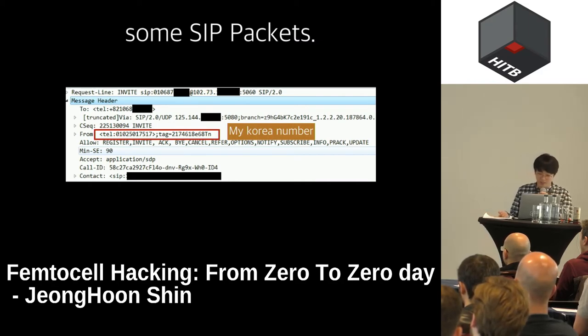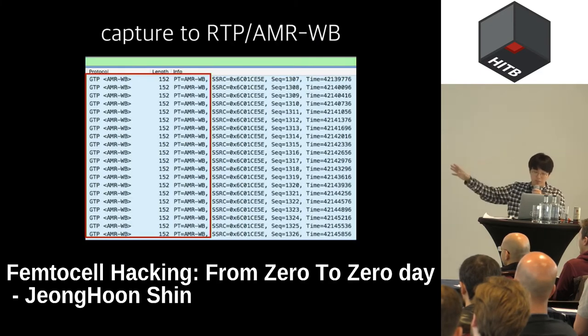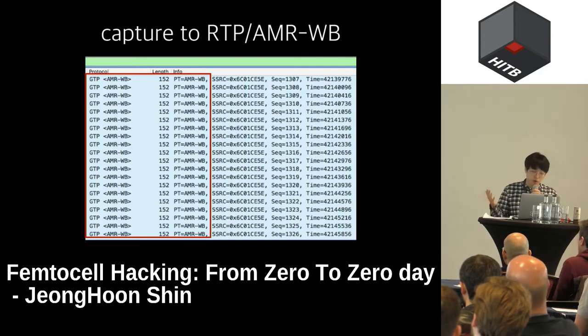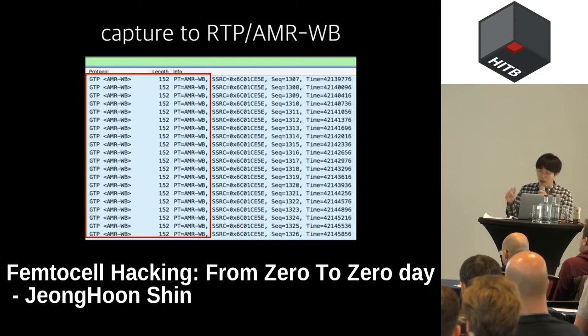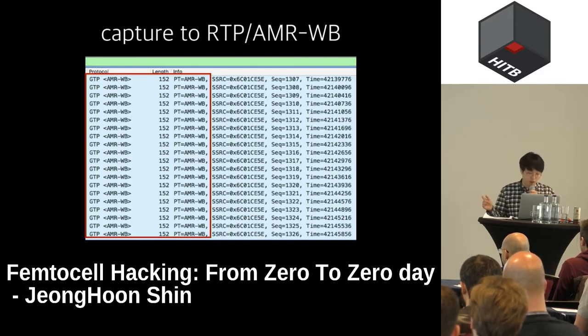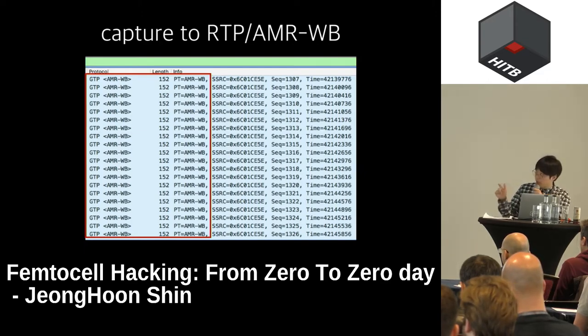Let's try extracting voice. If you search for RTP in Wireshark, you can easily see the AMR-WB packets. The AMR-WB codec is a standard for voice transmission when using voice over IP on an LTE network.